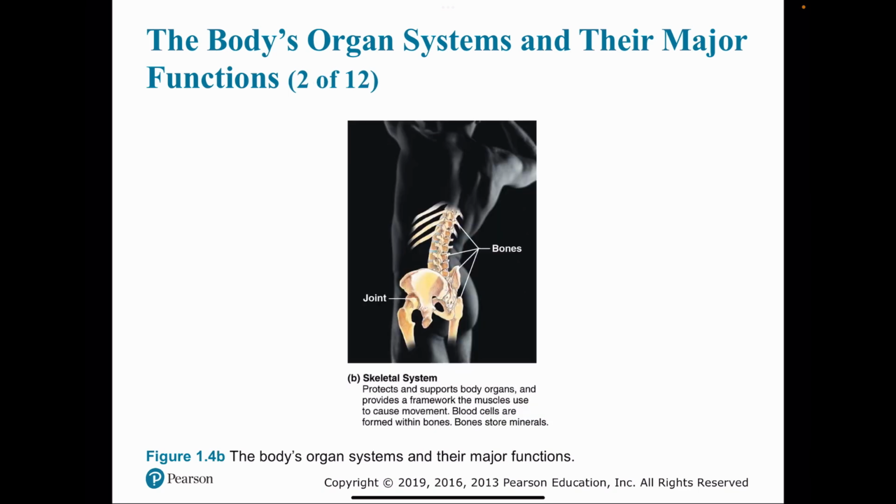The skeletal system, here we're talking about all of the bones that we find within the body, as well as the joints, helping to protect and support the body organs, providing a framework, that scaffolding essentially that all the muscles and other connective tissues will bind to. Blood cells, what's called hematopoiesis, the production of red blood cells, they also are formed within the bones. And then we also have mineral storage in the bones as well.